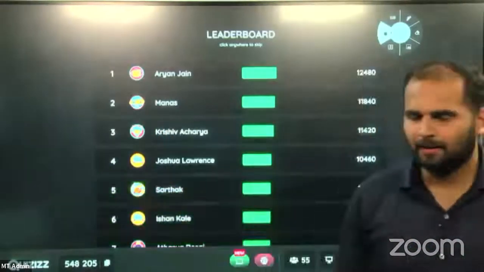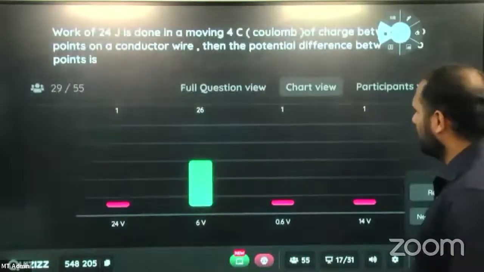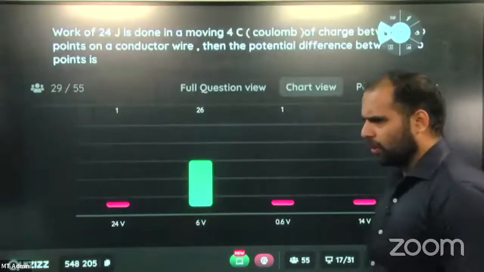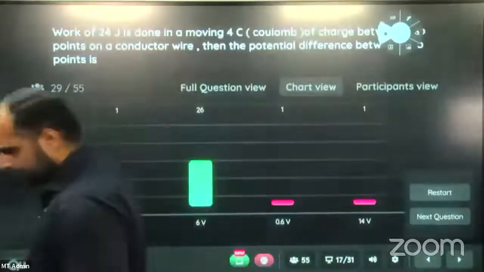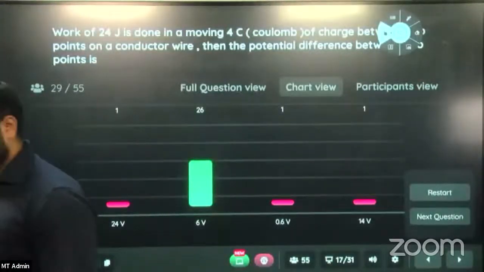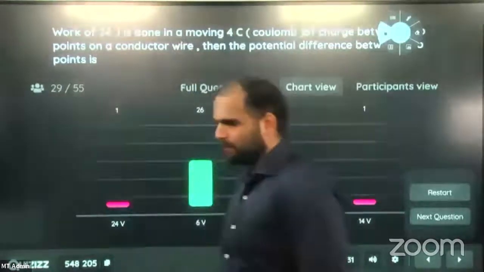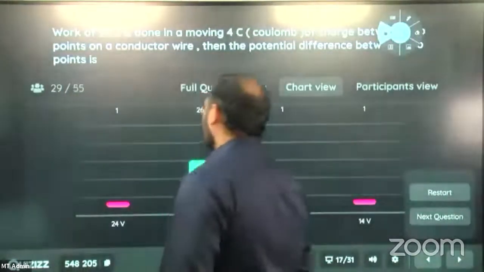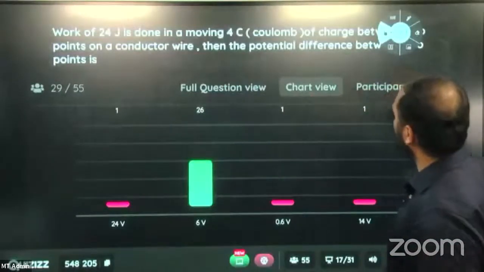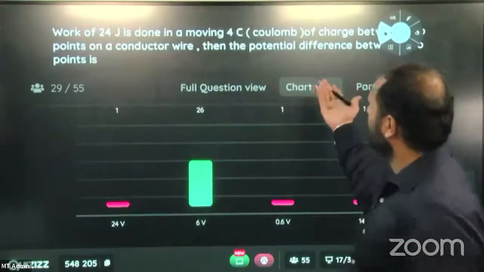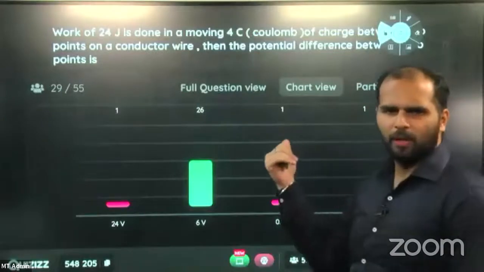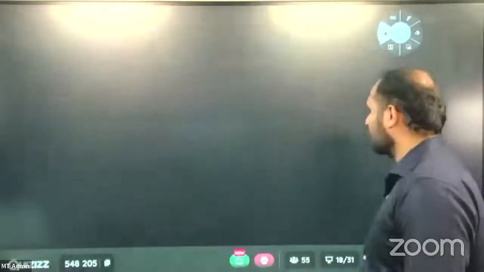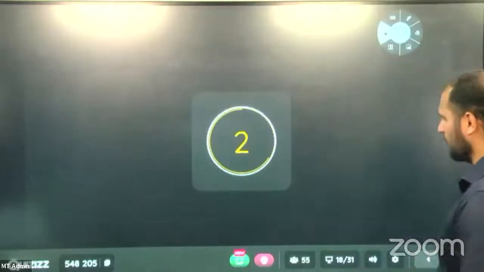Okay, yeah, great. Sarthak Ishan has come up. Good. Almost. What was the formula which we chose? W is equal to? I'm waiting for the answer. W is equal to QV, right? And in that case, V was W by Q. W is 24, Q is 4. 24 upon 4 is how much? It is 6, right? So it was the correct answer. Let's move on to the next question.